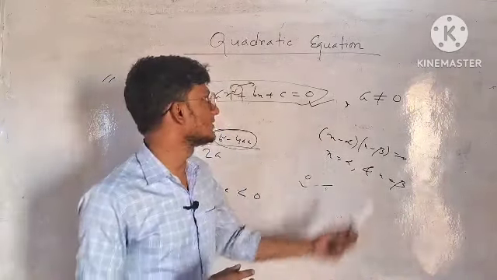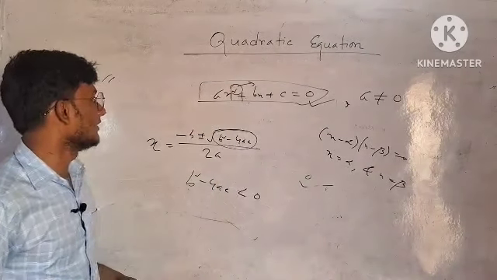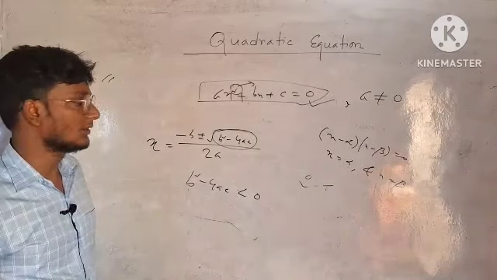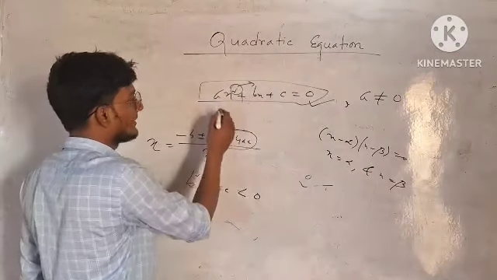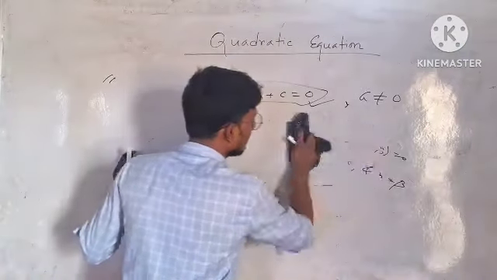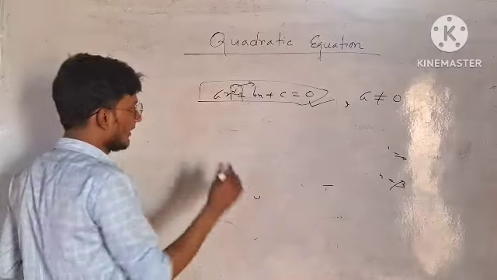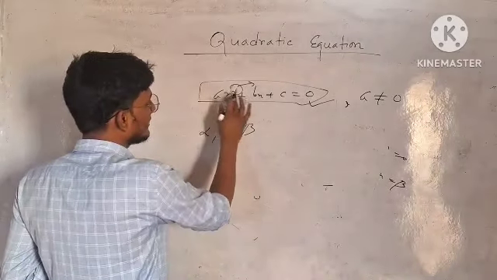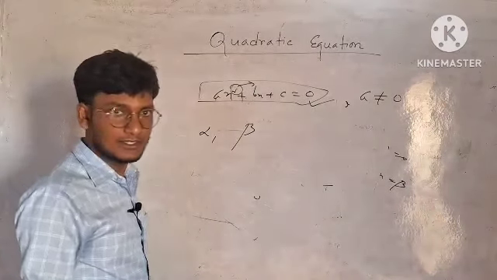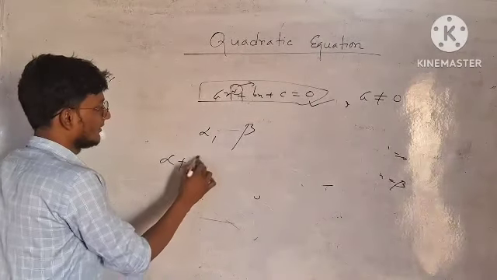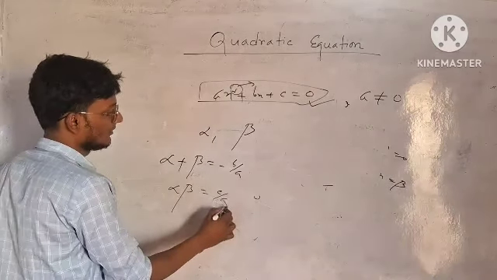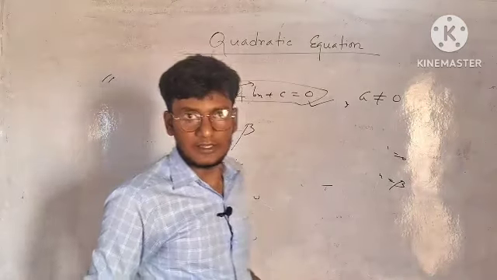There are a lot of things to say about quadratic equation, and also we can find the relations between coefficients and the roots. If the roots are alpha and beta, and a, b, c are the coefficients of this quadratic equation, then alpha plus beta is equal to minus b by a, and alpha into beta is equal to c by a.